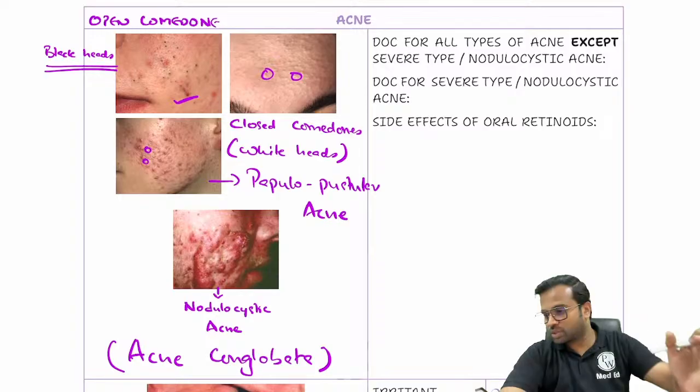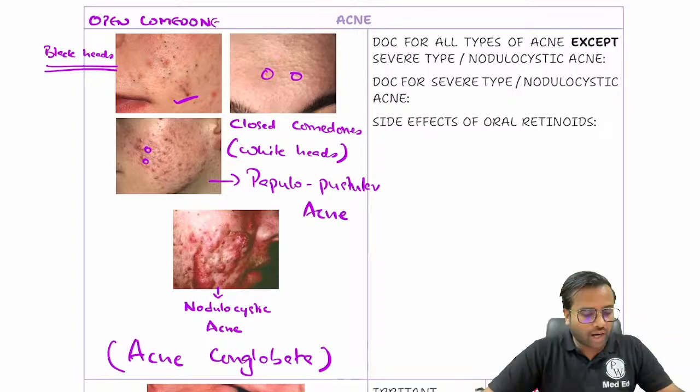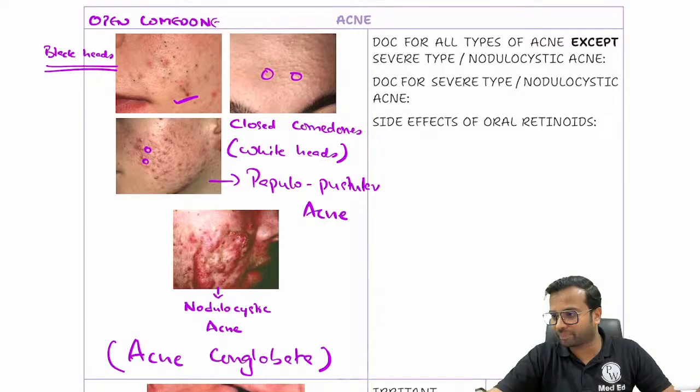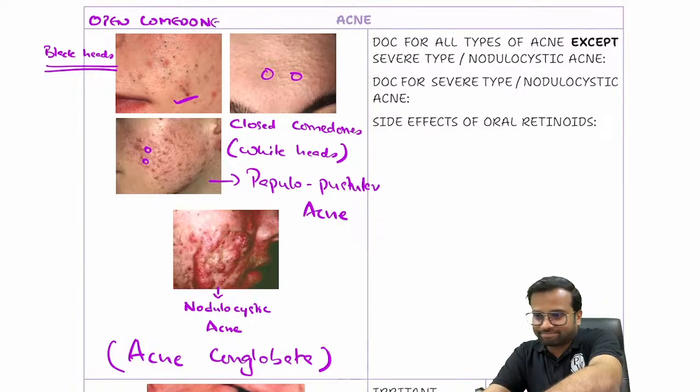Okay, so regarding acne vulgaris, just coming back, I hope that the things are fine now. I hope the audio is all fine. It's lagging. Okay, just a minute. Give me a second.